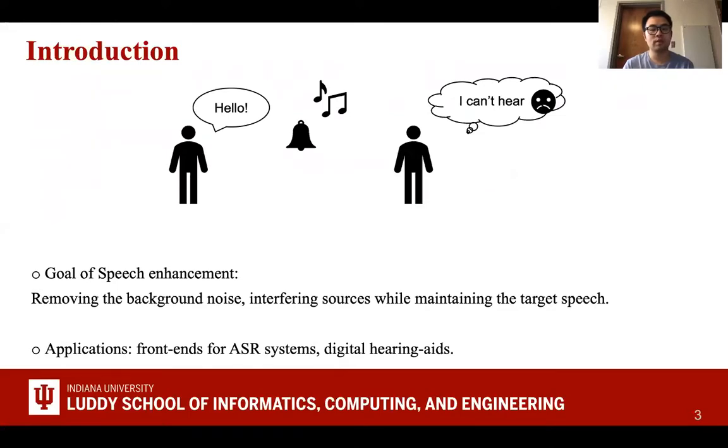So basically, the goal of speech enhancement is trying to remove the background noise and interfering sources while maintaining the target speech. So it was proposed to solve the cocktail party problem, where you have multiple talkers and background noises, which makes it difficult to hear other people's talking. The applications of speech enhancement systems include being used as front ends for ASR systems, and it also could be implemented in digital hearing aids to help people with hearing impairment.